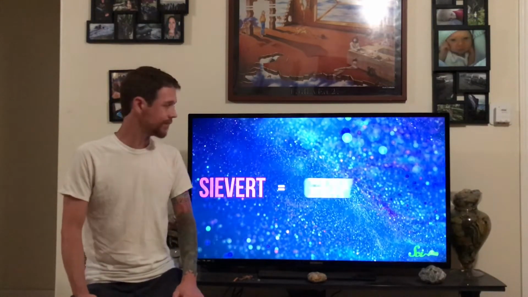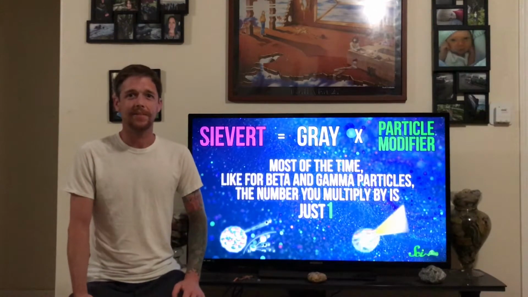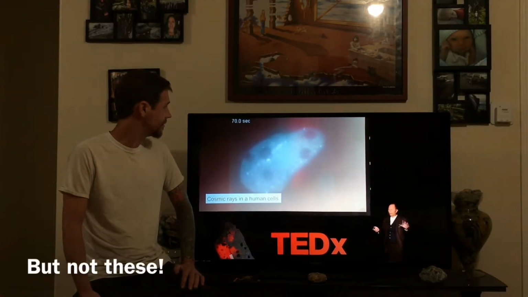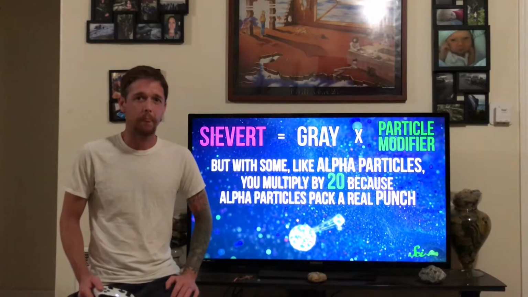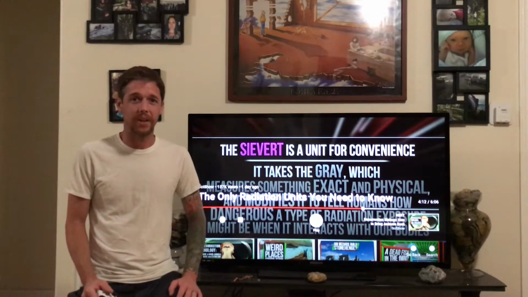And that's what finally brings us to the sievert. It modifies the gray to account for the different health risks associated with these particles. To get sieverts, you multiply grays by a number specific to each type of radiation. Most of the time, like for beta and gamma particles, the number you multiply by is just 1. But for alpha particles, you multiply by 20, because alpha particles pack a real punch. And that 20 number isn't arbitrary. It's chosen based on the latest, constantly updated research into the effects of radiation on human health. Marco Durante is the one who set the standard for it.